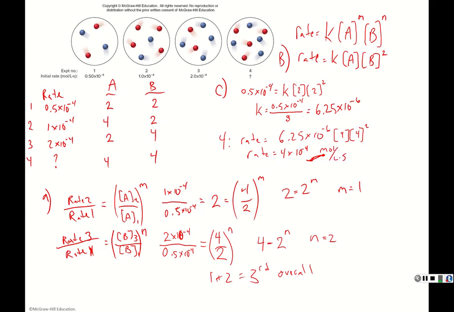Okay, so that's how a basic kinetic problem will work. If you're given the experimental data, you have to first calculate the order that it is in for each reactant. Then you would come up with your rate law. Then you could use that to find a value for your k. And then once you know k and your rate law, you can find the rate at any given set of conditions.